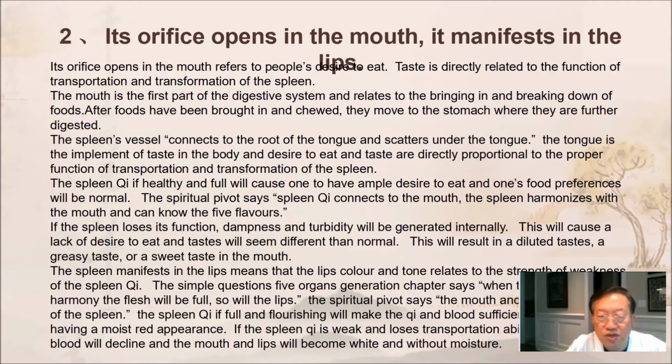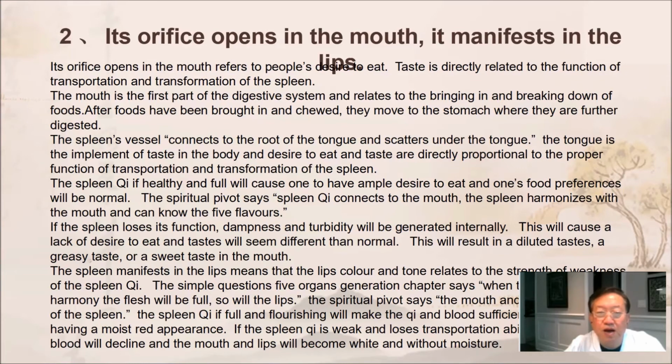The spleen's vessel connects to the root of the tongue and scatters under the tongue. The tongue is the implement of taste in the body, and the desire to eat and taste are directly proportional to the proper function of transportation and transformation of the spleen. If the spleen qi is healthy and full, it will cause one to have ample desire to eat, and one's food preferences will be normal. The Spiritual Pivot says, spleen qi connects to the mouth, and the spleen harmonizes with the mouth and can know the five flavors.